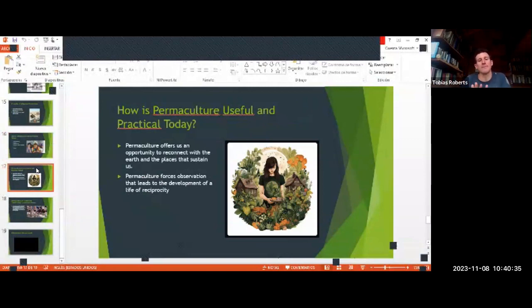Well, permaculture offers us an opportunity, in theory, to reconnect with the earth and the specific ecosystems and places that sustain us, right? It obligates us to stop and to notice the world around us, to try and understand where our food comes from, how it's produced, where the energy is that we use every time we turn on a light, what about the water that we use? Permaculture says we need to stop and observe. These things are important. We need to learn where they come from. And because permaculture forces observation, that can lead us, in theory, to the development of a life of reciprocity.